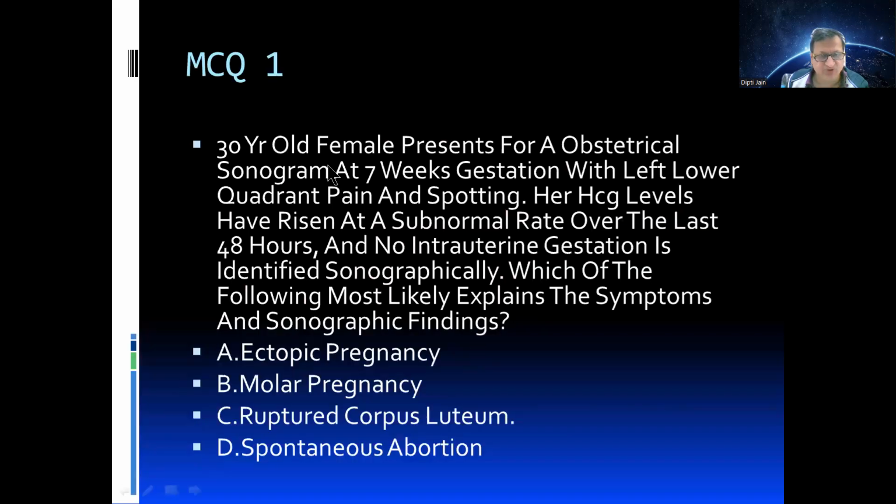A 30-year-old female presents for obstetrical sonography at 7 weeks gestation with left lower quadrant pain and spotting. Her hCG level has risen at a subnormal rate over the last 48 hours and no intrauterine sac is identified sonographically. Which of the following most likely explains the symptoms and sonographic finding? The answer is ectopic pregnancy, because she has left lower quadrant pain and spotting, the hCG level is rising subnormally, and no intrauterine gestational sac is identified.